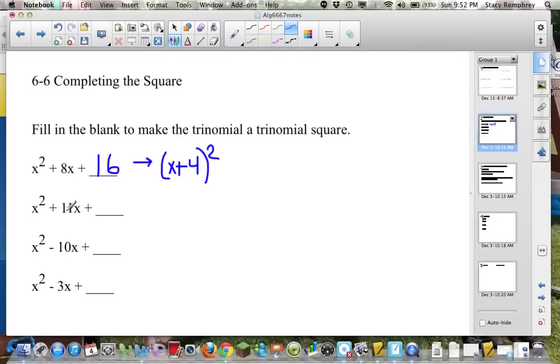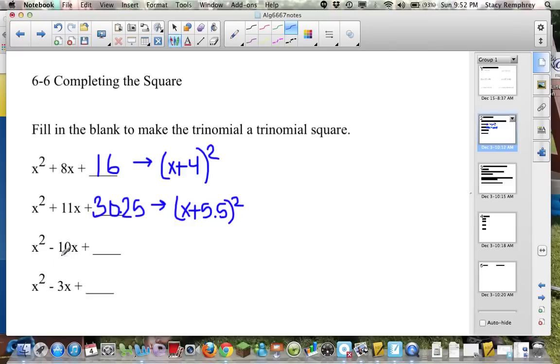It's 5.5. When you square that, you get 30.25. Okay, and that is going to factor into x plus 5.5 squared. So the trinomial square is always factoring into what half of this was.